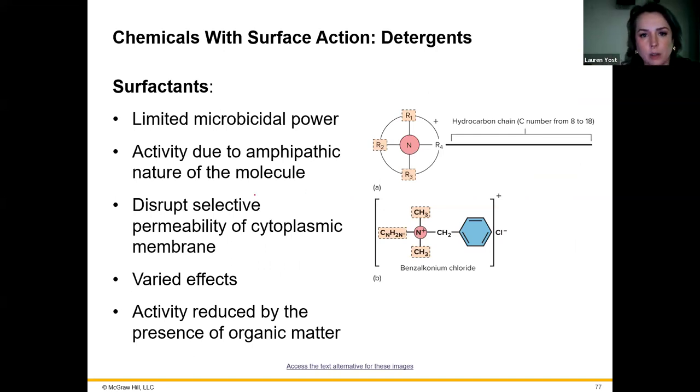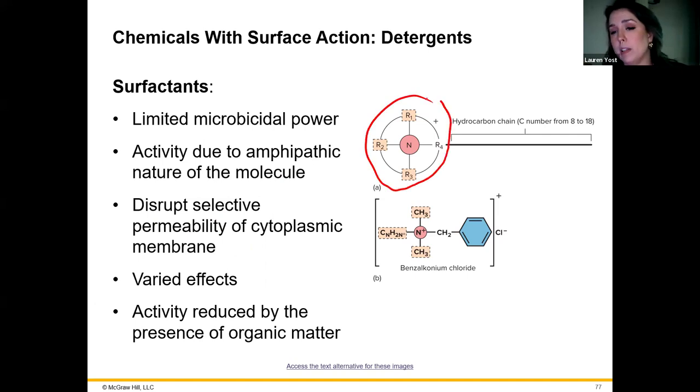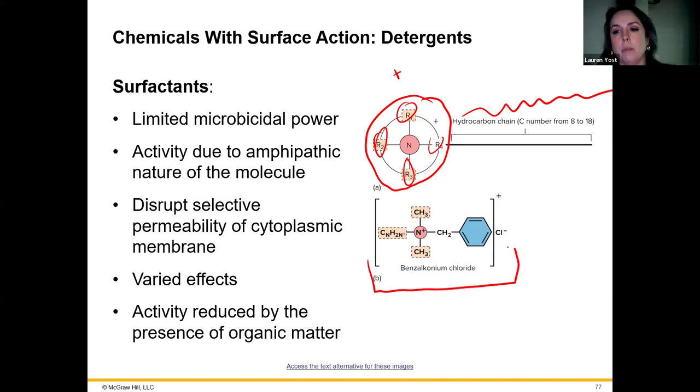Anyways, here are our surfactants. Like we said, limited microbicidal power. They're going to disrupt the cytoplasmic membrane. Usually we're going to mix it with something else. So here's an example of how that would be oriented. We have our positively charged head with all these groups attached to it, and then our hydrocarbon chain. That's hydrophobic, our hydrocarbon chain, and this is the charged region. This one is benzalkonium chloride. The CnH2n+1 is just the number of those that you could have going on down there. So that's the long hydrocarbon chain for that one.